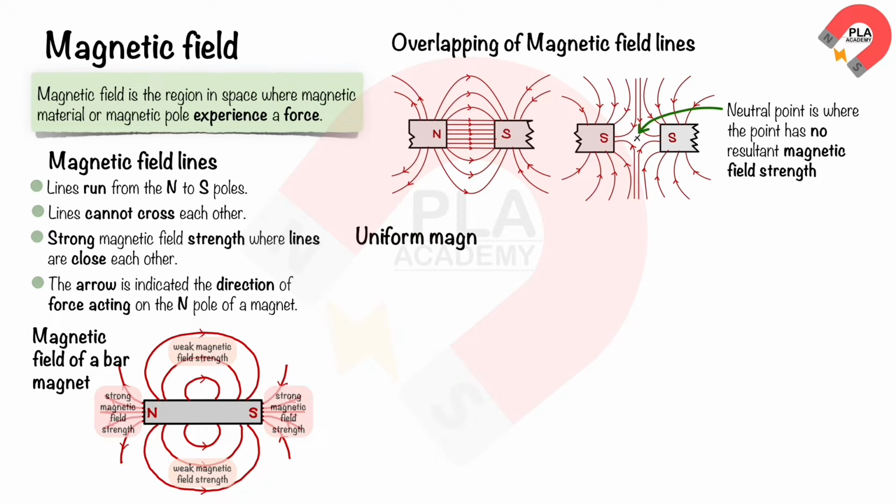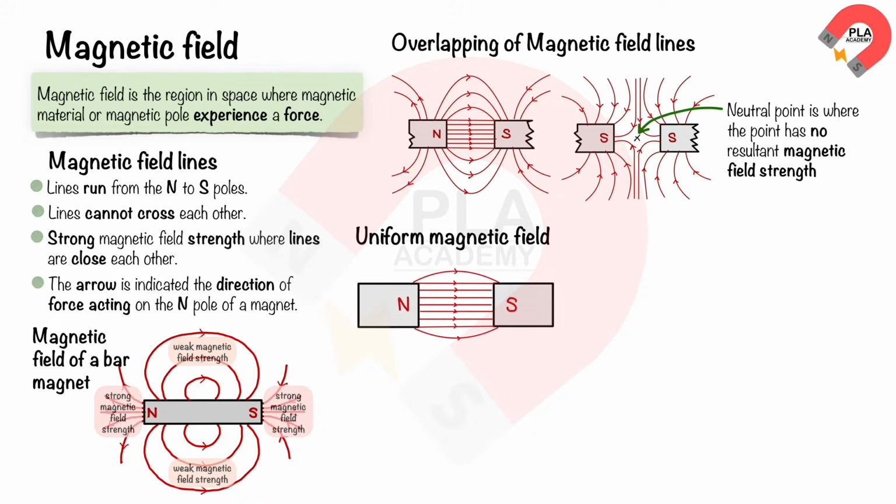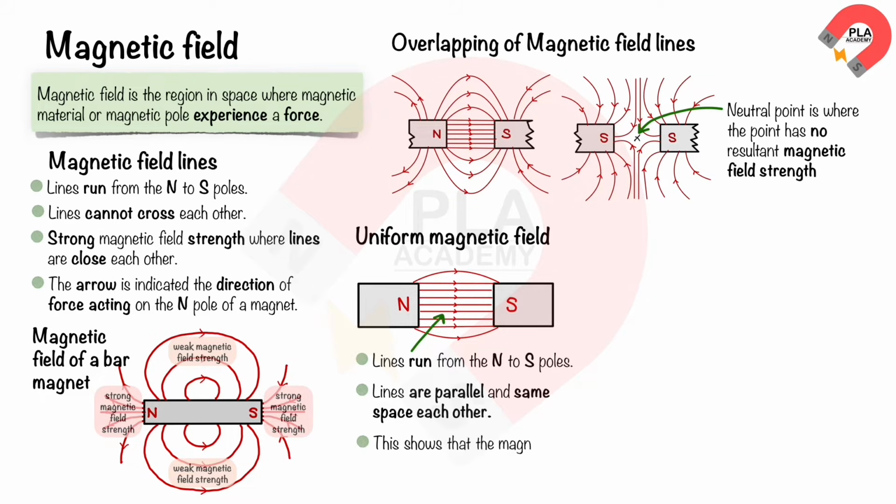A uniform magnetic field between two opposite poles. Magnetic field lines run from north to south poles. Magnetic field lines are parallel and the same space from each other. This shows that the magnetic field strength remains constant.